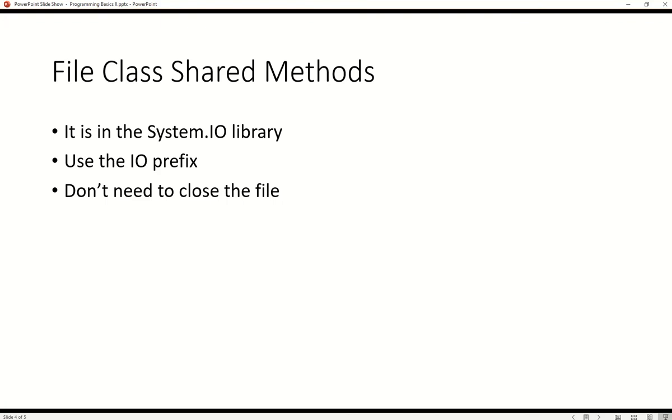Hi, in this video I'd like to show you how we can write files and read from files using another method. We're going to use the File class shared methods. These particular methods are also in the System.IO library. When I say methods, I just mean functions. You can use the IO prefix just like before, but for the ones that I will show you, you don't need to close the file, and that kind of saves time. So let's get started.